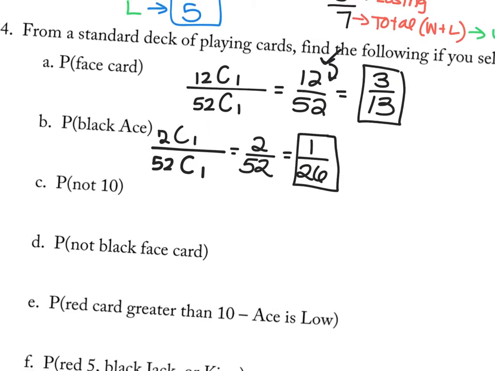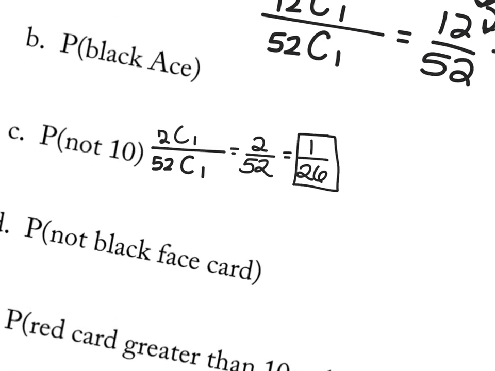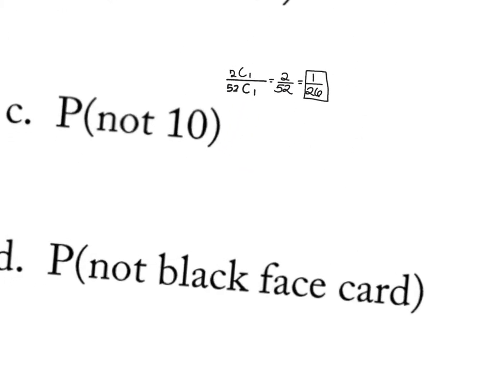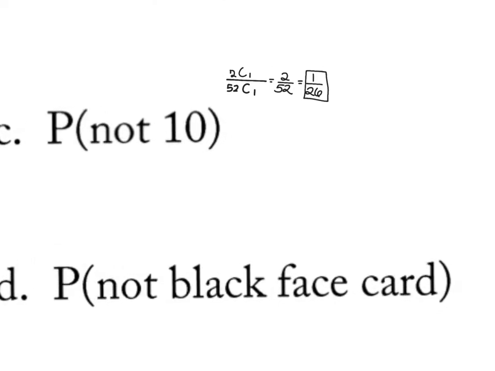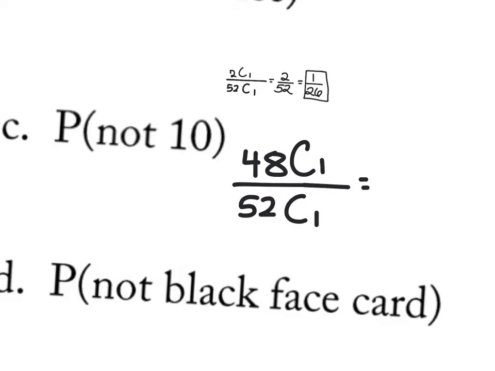All right, probability that it's not a 10, which means it could be any other. Could be any other. So instead of counting up all the others, let's think about the fact that there's only 4 10s in the deck, which means that there's 48 other cards. So 48 choose one, out of 52 choose one, which is 48 out of 52. And that reduces to 12 out of 13.